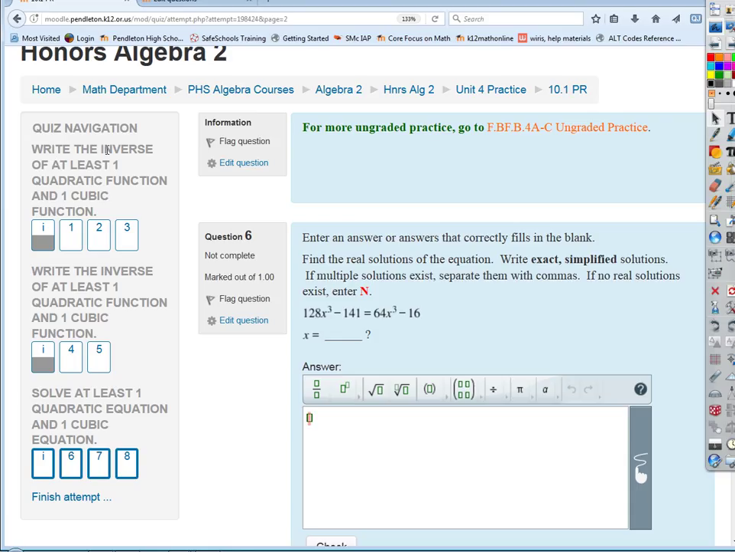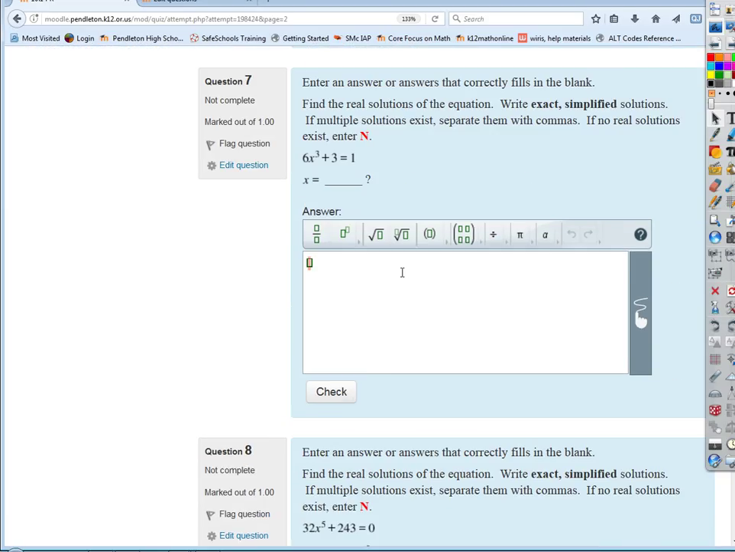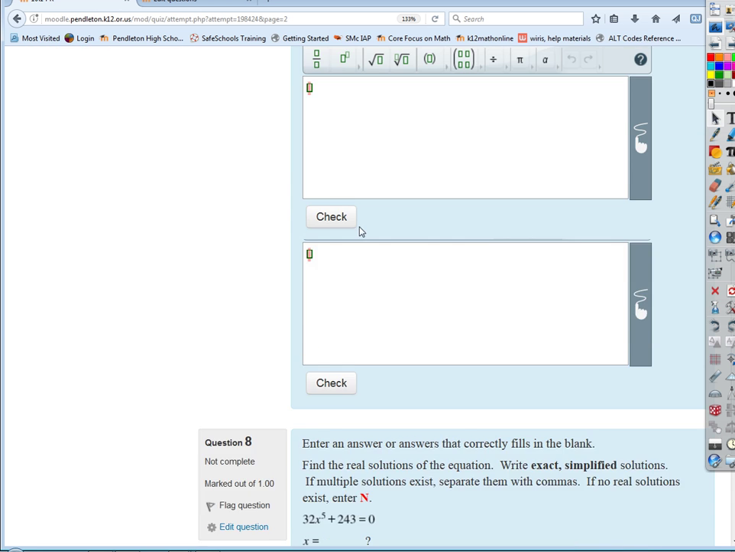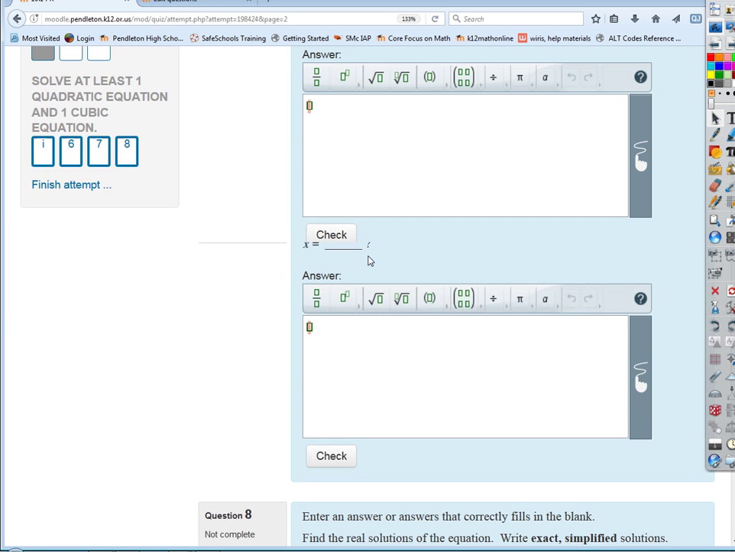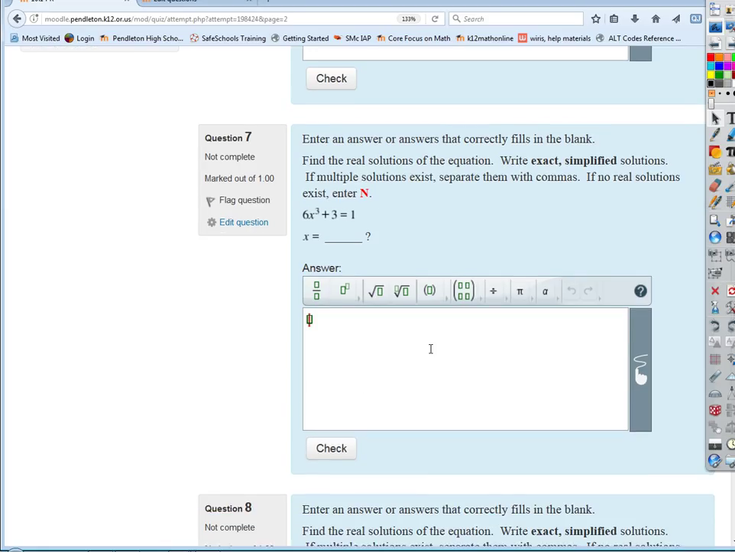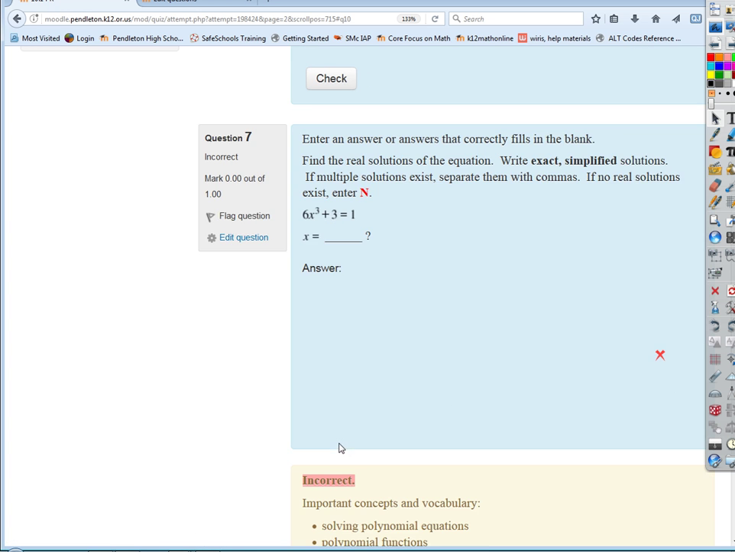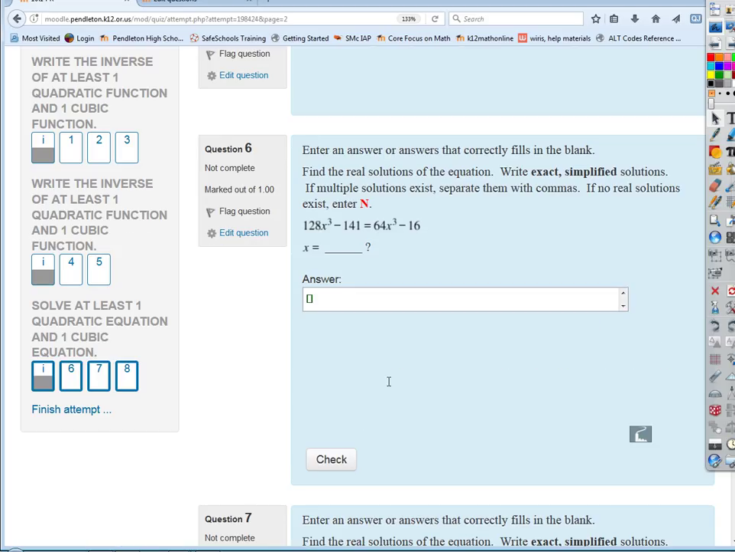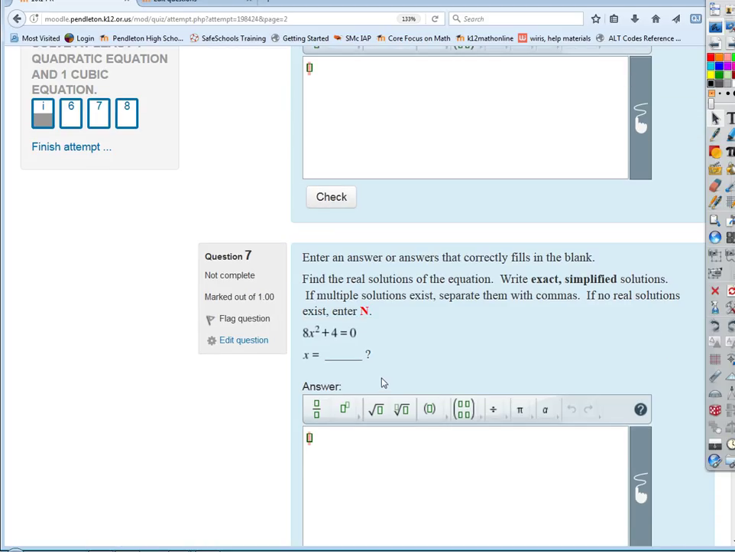It says write the inverse of at least one quadratic function and one cubic function, meaning in most cases it's going to work out that you're going to see that. But in this case, these were all, you didn't get a quadratic one in there, right? So what would you do? Either do a couple of these, or on this one right here, just put in a wrong answer and reload it until you get one that's a quadratic. There you go. So I want you to do one of each.